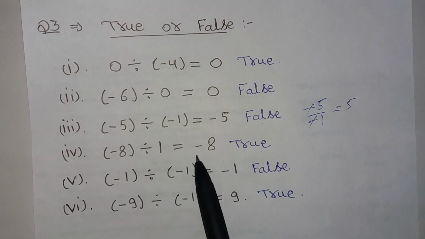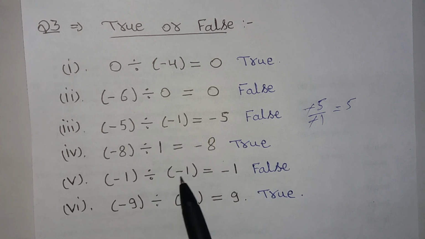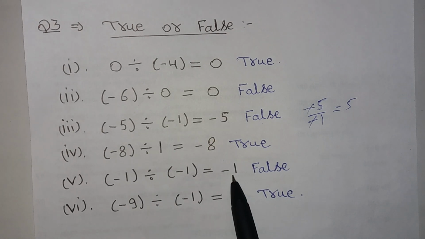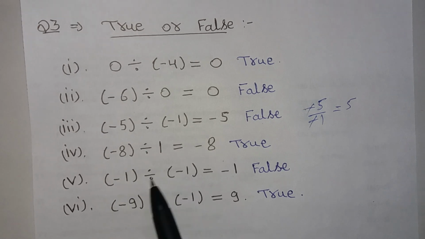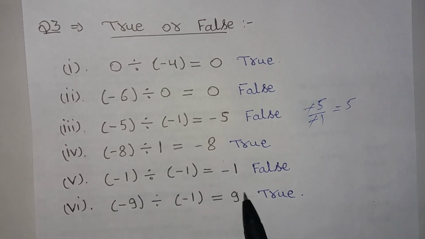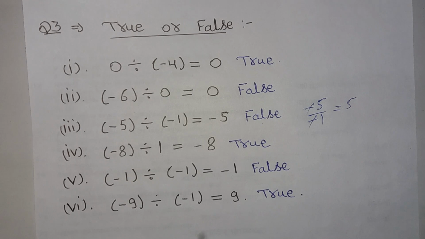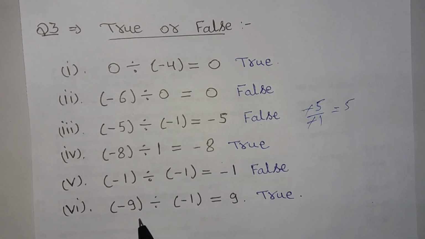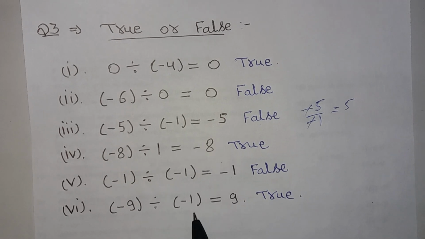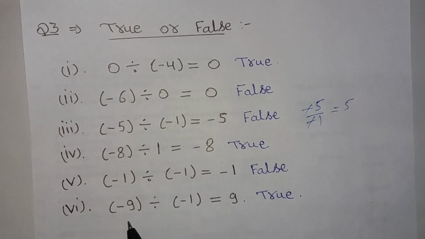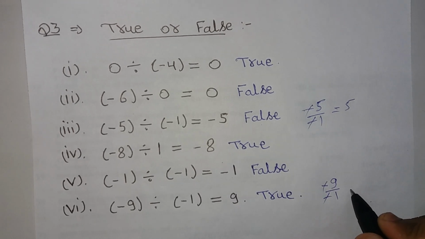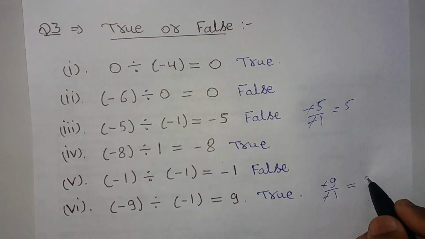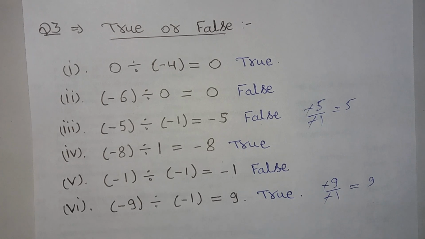Yes, it is true. And minus 1 divided by minus 1 equals minus 1. No, it is false, as when we divide minus 1 by minus 1, the minus sign will be cancelled and the answer will be plus 1. Now next, minus 9 divided by minus 1 equals 9. Yes, it is true, because the minus sign will be cancelled and the answer will be 9. That's why it is true.